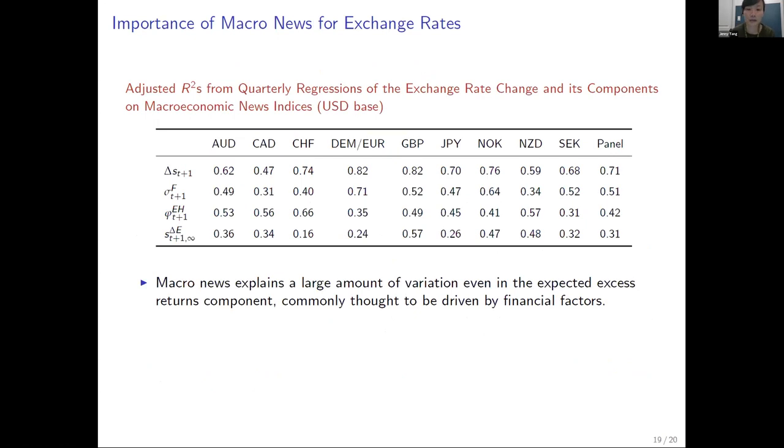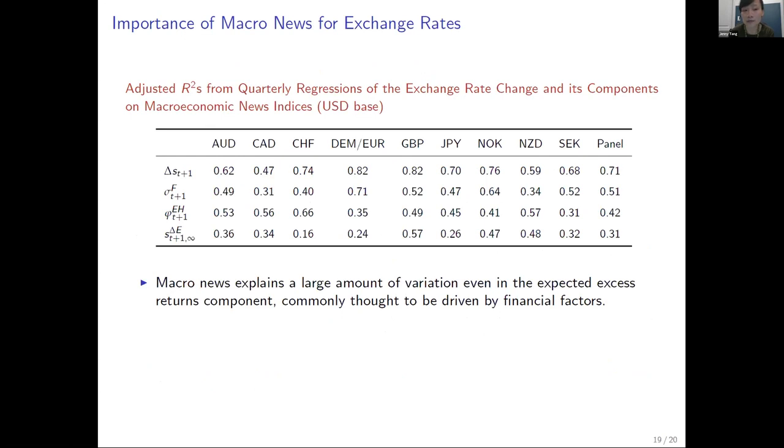So then this is showing the adjusted R-squareds in the quarterly regressions of the exchange rate change and the subcomponents on this entire set of macro news indices. So the first line is the exchange rate change itself. And here I just want to point out that even adding these other yield curve news indices, we're not adding to the R-squared that much.